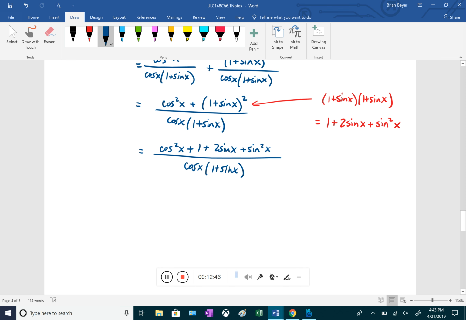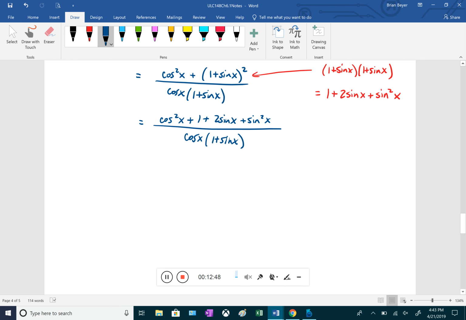Okay, so for this numerator, there's actually an identity here. We have cosine squared and a sine squared. So we can use our commutative and associative laws of addition to rewrite that as cosine squared plus sine squared. That is equal to 1. So since that is equal to 1, we can just write 1, and then it's plus this 1 plus 2 sine x. So we have 1 plus 1 plus 2 sine x.